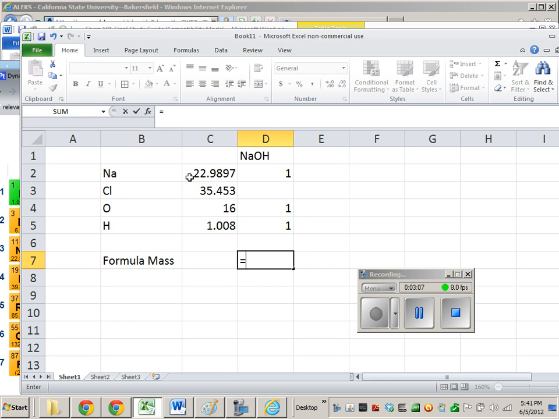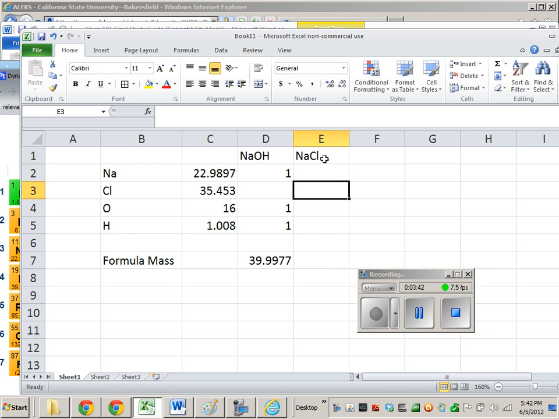So I've inputted the masses for each of the elements, and now I'm just going to make the formula mass for sodium hydroxide. So sodium hydroxide has one sodium. I'm going to multiply that by the atomic mass. It has 1 oxygen. I'm going to multiply that by the atomic mass of oxygen, and it has 1 hydrogen. I'm going to multiply that by the atomic mass of hydrogen. So I get that for the formula mass of sodium hydroxide.